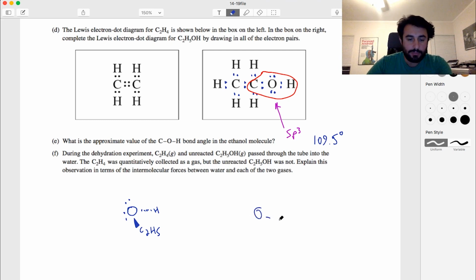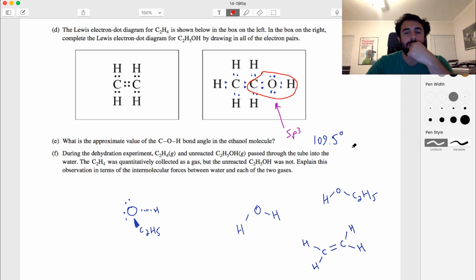Okay, so water, and then we have ethanol, and then we have ethene. Ethene. So what are these doing? We've got a net dipole over here, and we have an OH bond right here. So it wants to talk about intermolecular forces between water and each of the 2 gases. What's going on between water and ethanol?